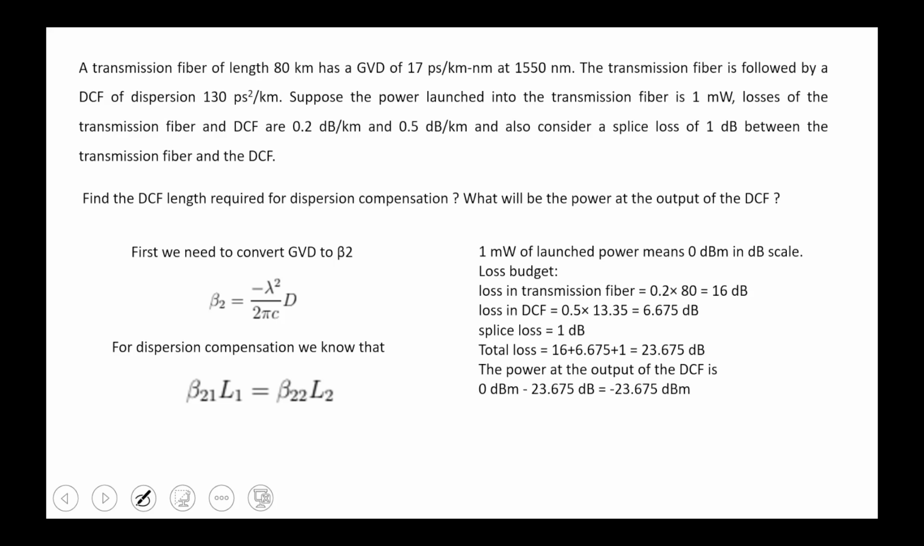The loss of the transmission fiber and DCF are given. Consider a splice loss of 1 dB between the transmission fiber and DCF. Find the DCF length required for the dispersion compensation. What will be the power at the output of the DCF?